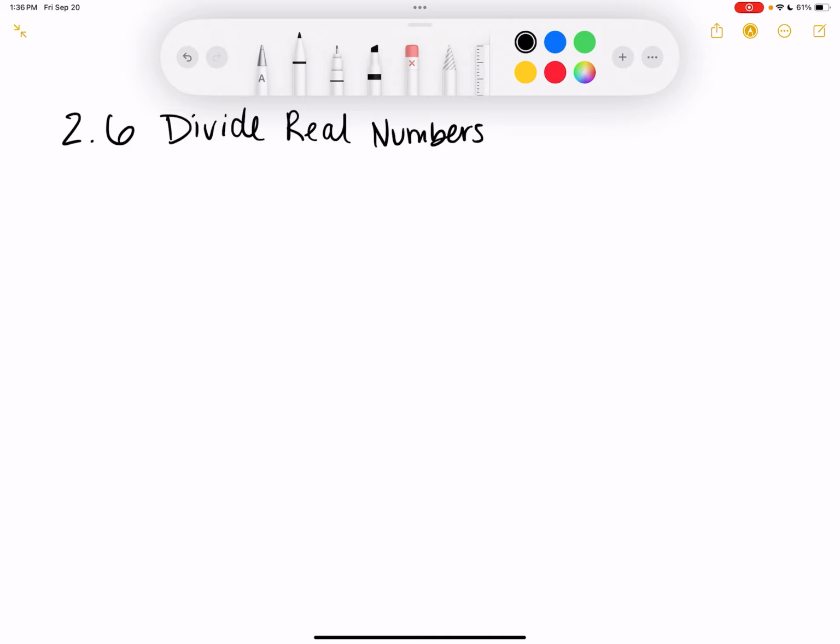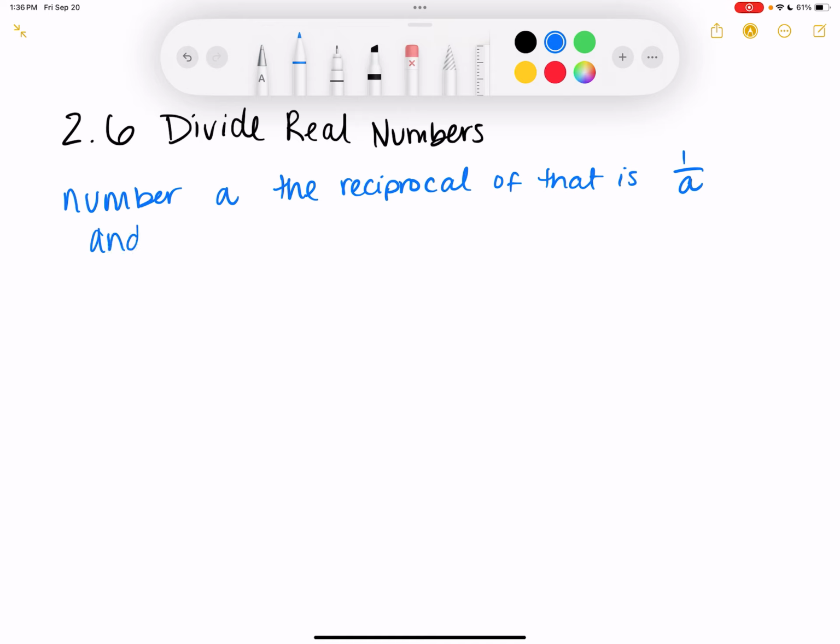If we have a number A, the reciprocal of that is 1 over A. And we call it the multiplicative inverse.